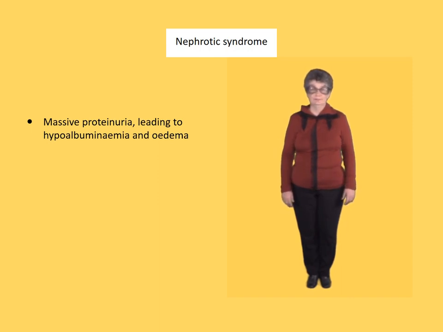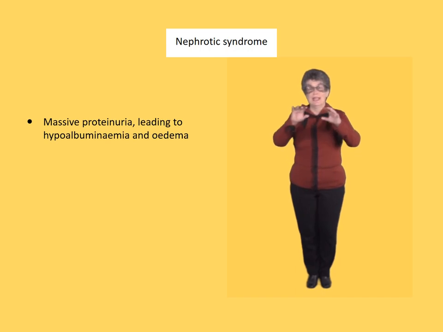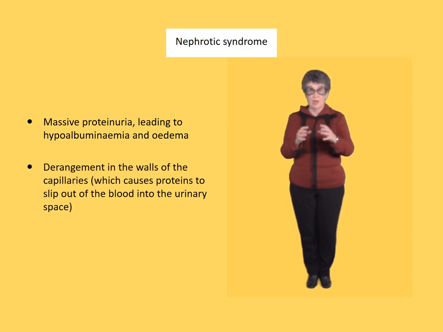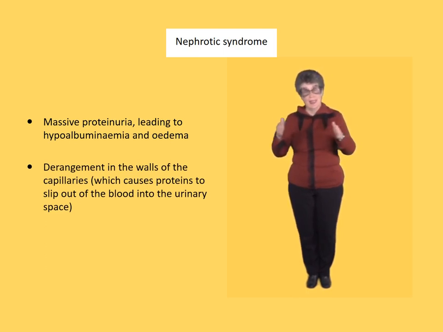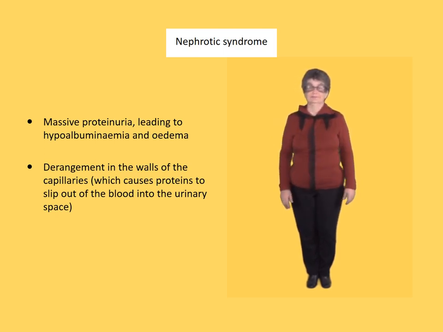into the tissues. The key idea in nephrotic syndrome is that there is a derangement in the walls of the capillaries in the glomerulus, which causes proteins to slip out of the blood into the urinary space and into the urine.